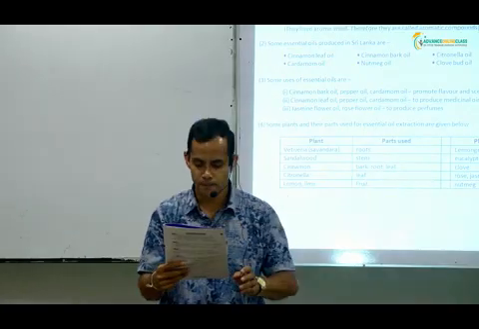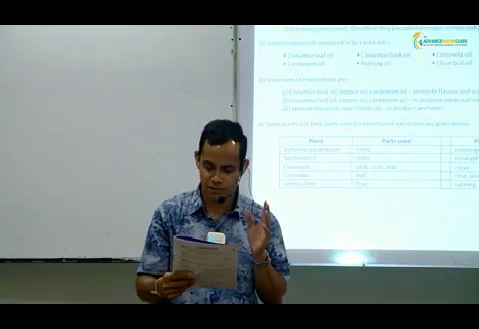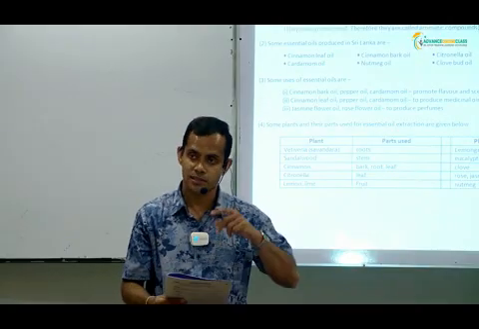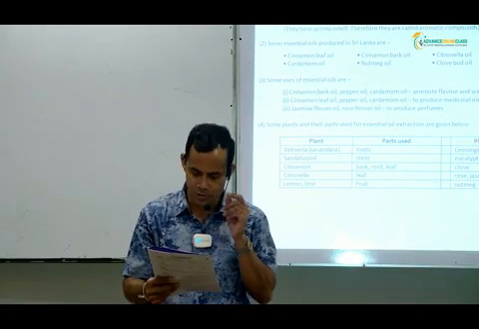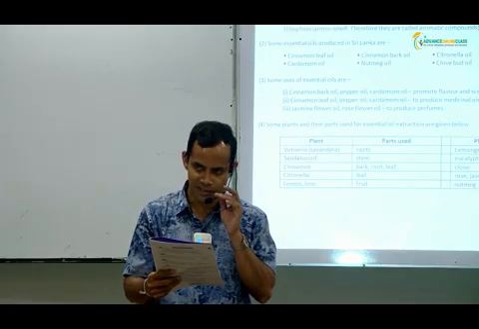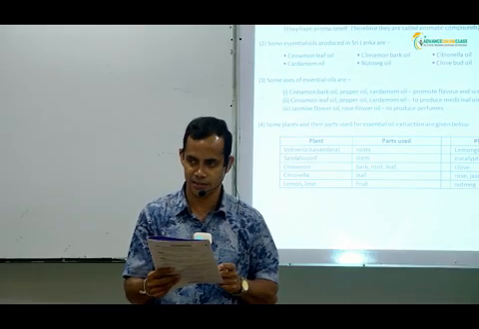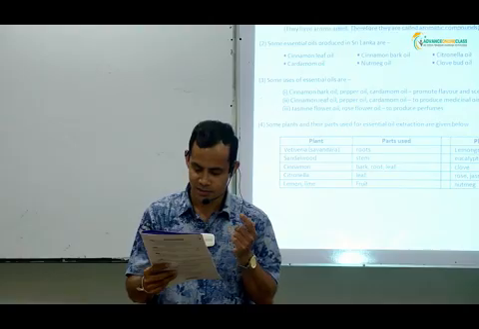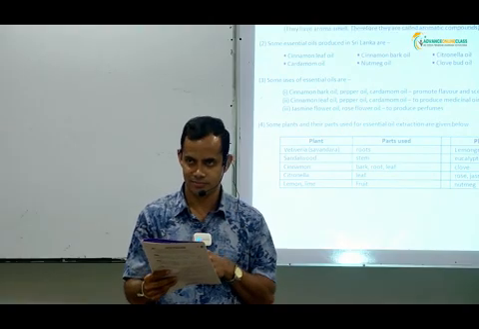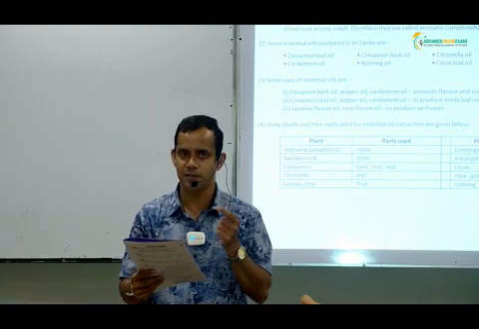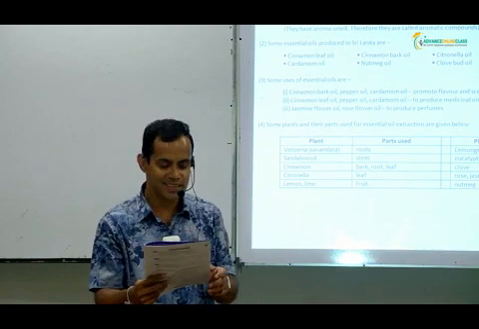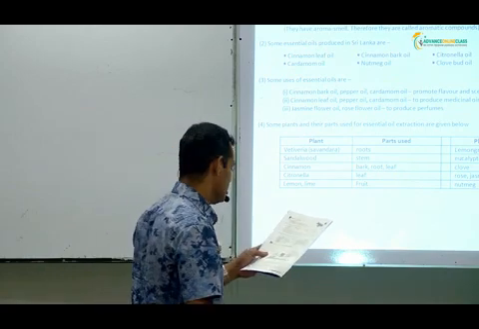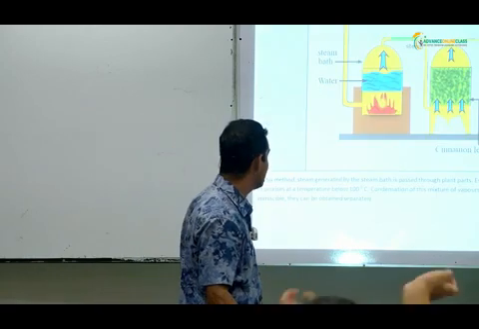What is 2.1? Extraction of essential oils by steam distillation. Number two, by solvent extraction. Number three, by pressing. That's the simplest one, right? Let's take 2.1, extraction of essential oils by steam distillation.